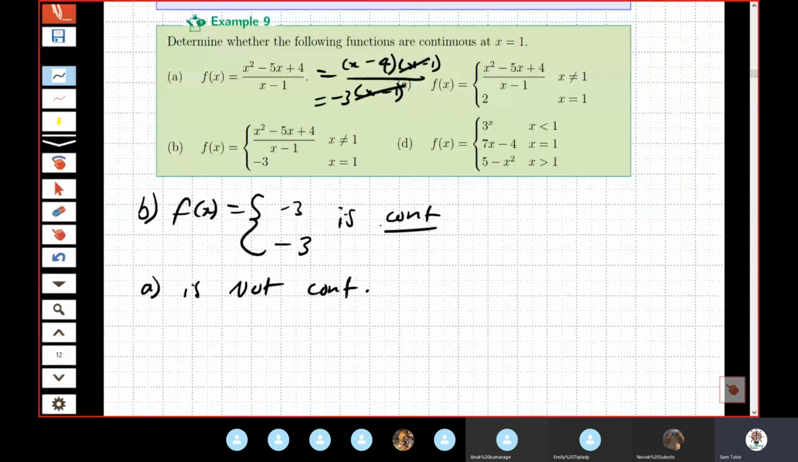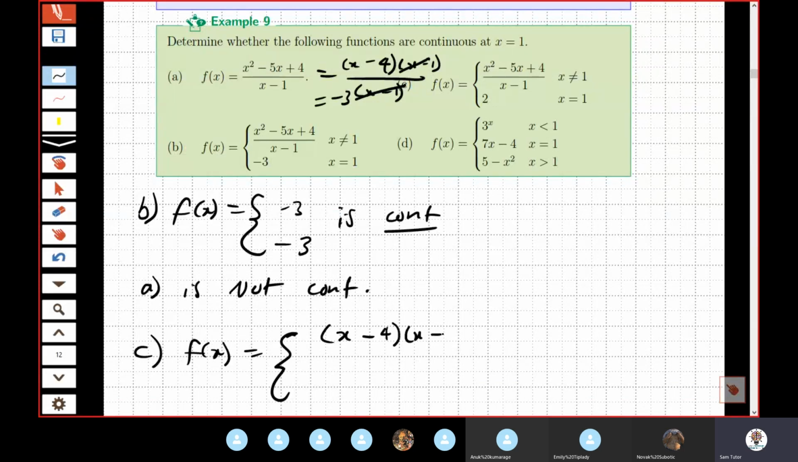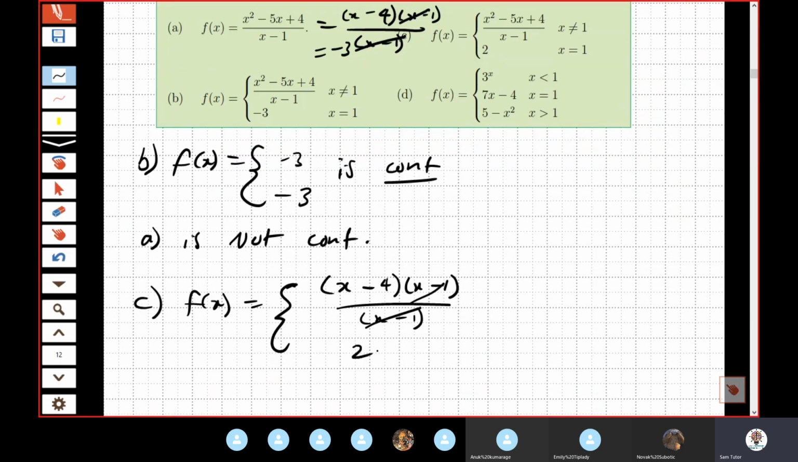Let's try to say that again. C, sub in 1 into here will factorize. x minus, that's the same as this, isn't it? So x minus 4, x minus 1 on x minus 1, and then this is at 2. So when I sub in 1 into here, it gives me negative 3. When I sub in 1 into here, well, it's just 2. This is not continuous.